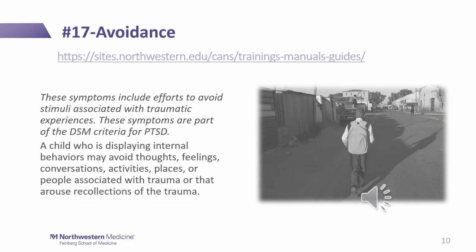Number 17, avoidance. These symptoms include efforts to avoid stimuli associated with traumatic experiences. These symptoms are part of the DSM criteria for PTSD. A child who's displaying internalizing behaviors may avoid thoughts, feelings, conversations, activities, places, or people associated with trauma or that arouse recollection of a trauma. An example may be a child who experienced some community violence on his way home from school. Now that same child will walk a longer distance around to avoid that area after that traumatic experience.